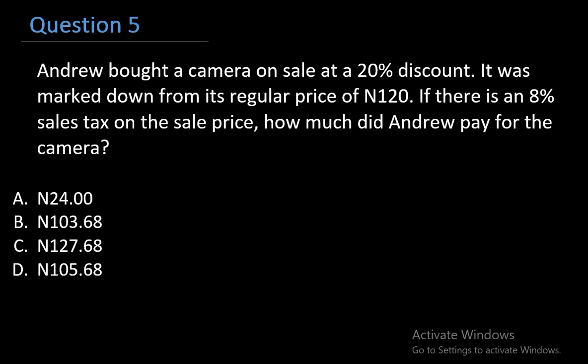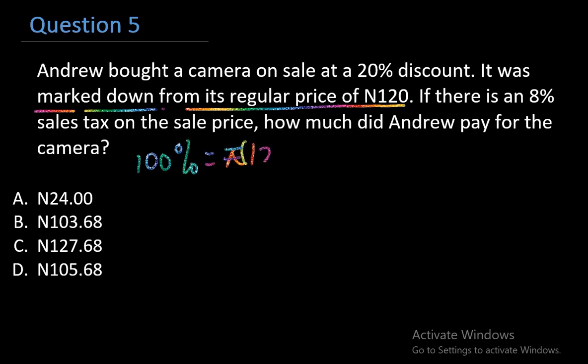I want you to know that original price or marked price is always 100%. So let the original price, which is 120 naira, be 100%. Discount is what they remove from an original amount. So they said, oh, we are giving you a discount of 20%. So what this person has to pay will be 80%. That's 100, remove the 20% discount. The person will pay 80% of the amount.